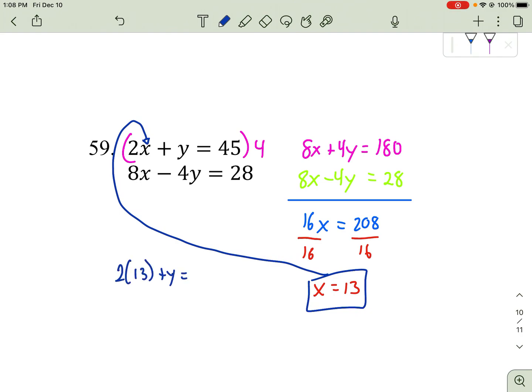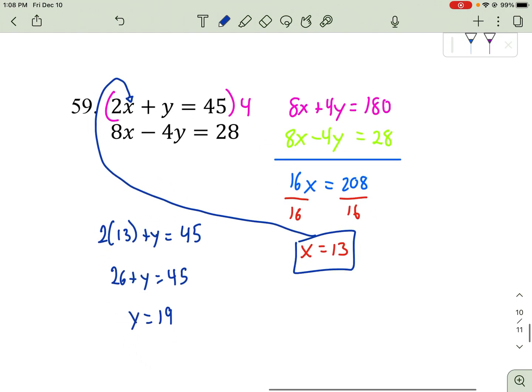So 2 times 13 plus y equals 45. So you get 26 plus y equals 45, which means y equals 19 after you subtract 26 from both sides. So our solution here as an ordered pair is 13, 19. I'm checking that real quick. It works in the first one.